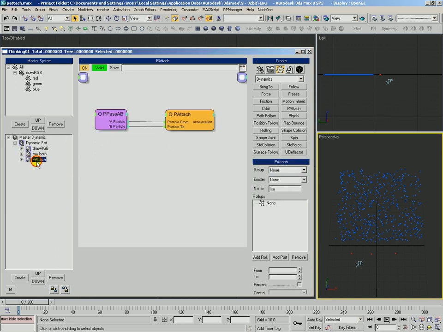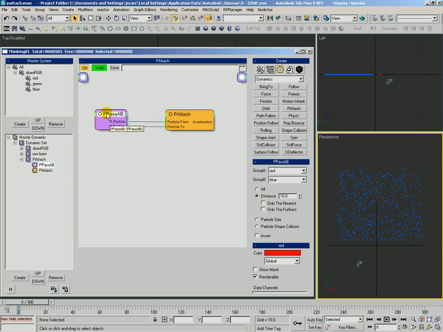And in the next rule, we've got the PAttach. This uses a P-pass-AB initiator, where in the group A we have the red and group B is blue, and any red who comes within 10 units of a blue, all those blues are going to be sent out on the B particle, and the red particle is going to be sent out on the A particle.